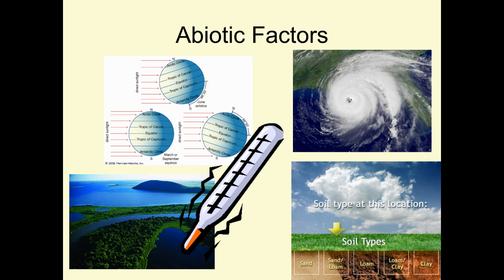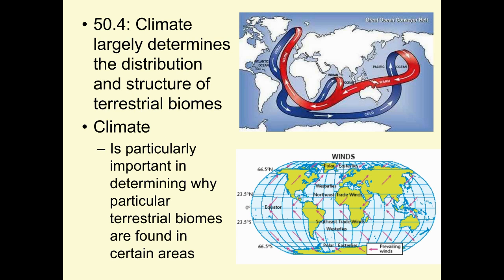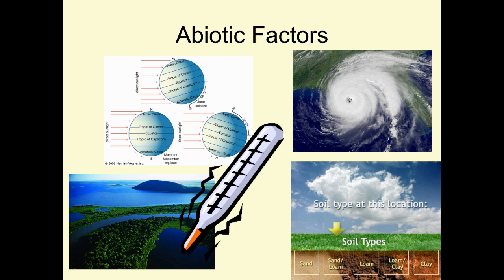All right. Abiotic factors, right? Temperature, amount of sunlight, precipitation. All of these are abiotic factors. Is everybody okay with abiotic factors? Easy enough? Good.